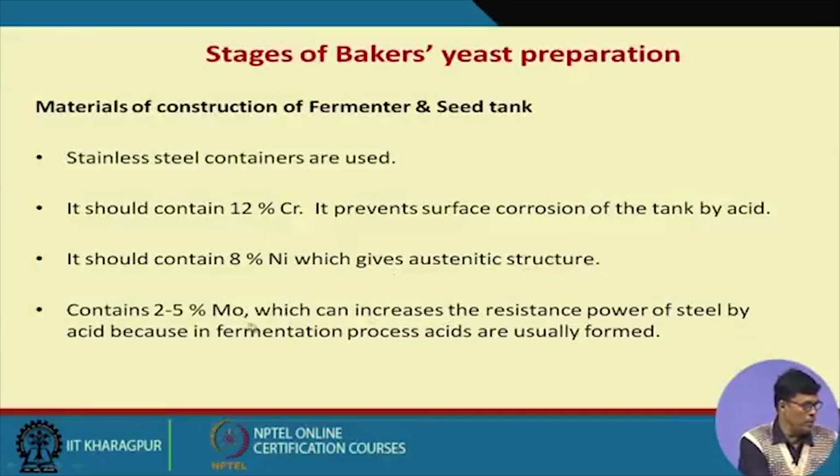Then 2 to 5% molybdenum can increase the resistance of steel to acid, because in the fermentation process acids are usually formed. So this is how we can improve the quality of stainless steel by changing the different metal content in the alloy steel.